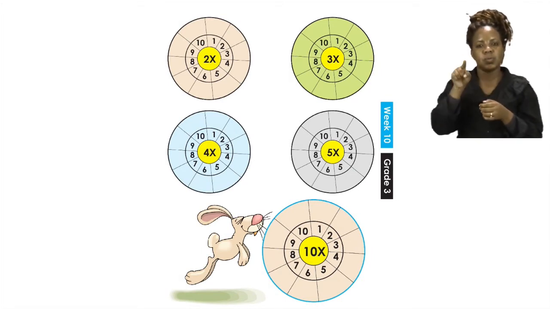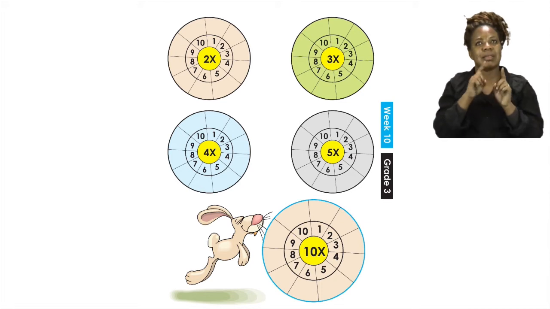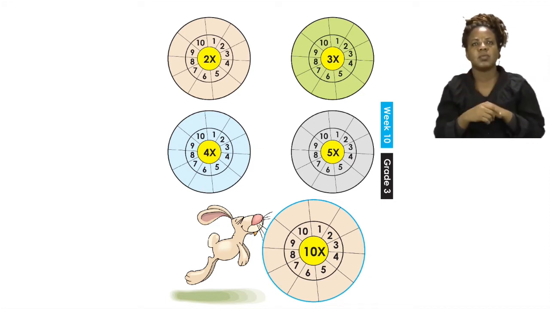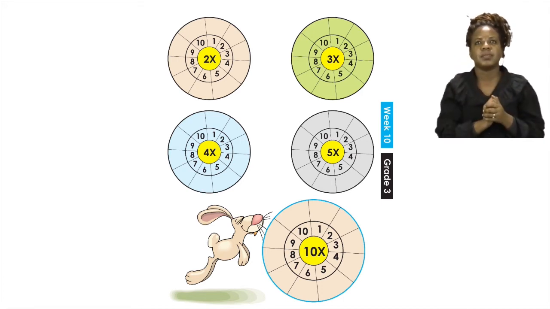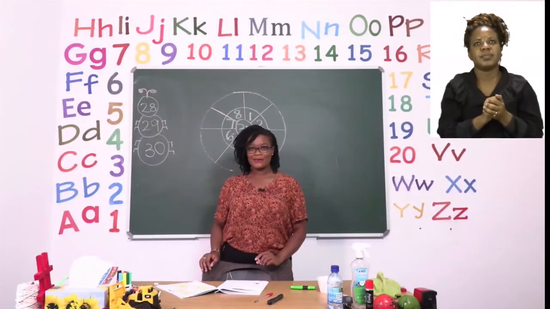Now, this is very interesting because all of these wheels are the times table wheels. So we have a wheel for the 2 times table, one for the 3 times table, one for the 4 times table, the 5 times table, and the 10 times table. So we are going to start with the 3 times table because I think the 2 times table is too easy for you. So let us take a look at the 3 times table.